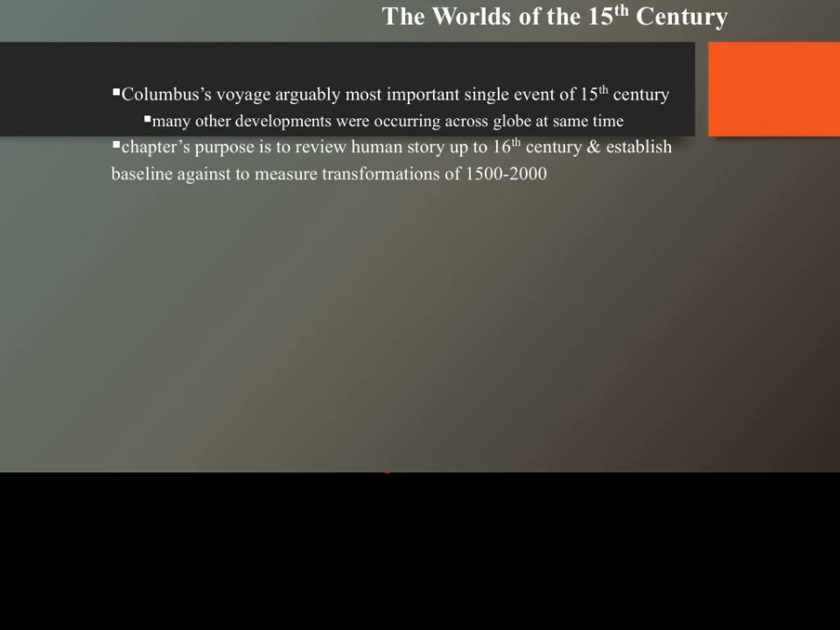And even though Columbus's voyage is arguably the most important single event of the 15th century, many other developments were occurring across the globe at the same time. This chapter's purpose is to review the human story up to the 16th century and establish a baseline against which to measure the transformations of the period 1500 to 2000. So this is a very important chapter.